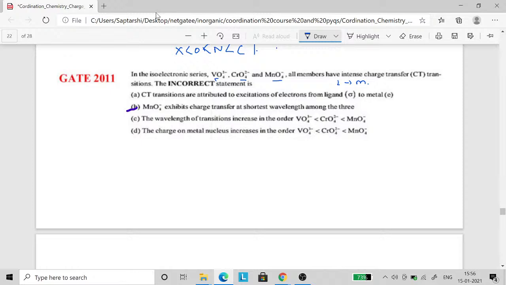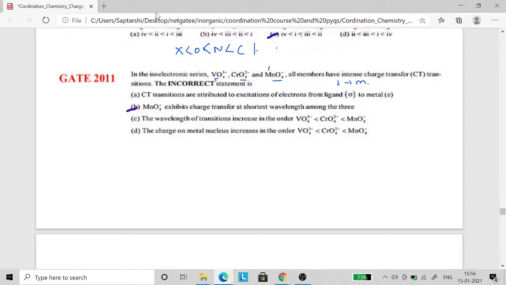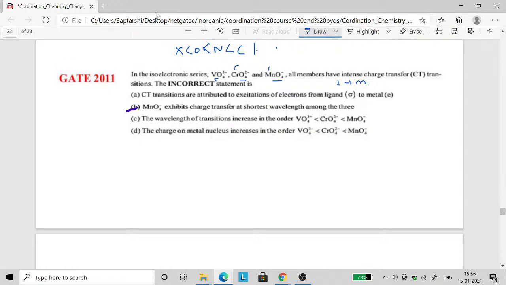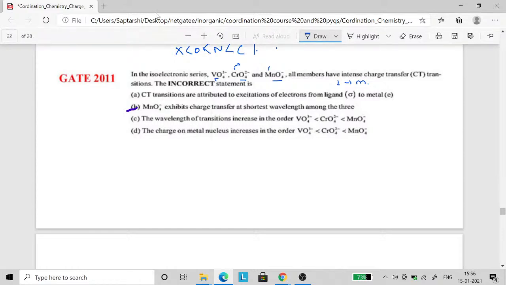Because as we have discussed before, all these actually have high oxidation states, and because these have high oxidation states and these are donor ligands, it will actually be ligand to metal. Okay, so let's see the next question.